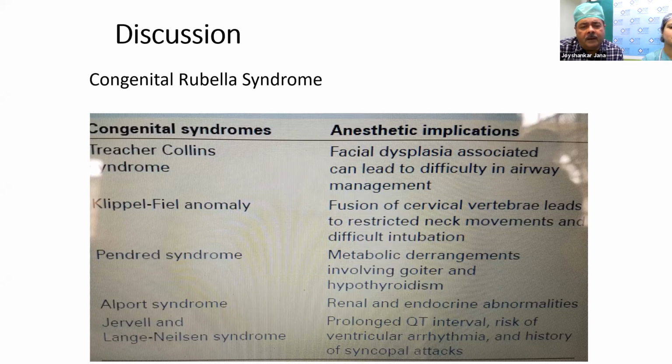Pendred and Alport are very rare. I have still not encountered them yet, but we have encountered two cases of Jervell and Lange-Nielsen syndrome, which was indeed a nightmare for conducting the anesthesia and going through it safely. So which drugs, if the patient is on them, can cause prolongation of QT?